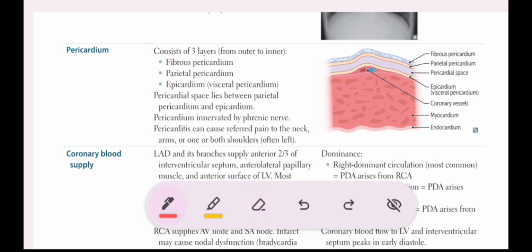Then we have pericarditis. Pericarditis is the inflammation of the pericardium, and since pericardium is supplied through the phrenic nerve, the pain of pericarditis is referred to the shoulders.